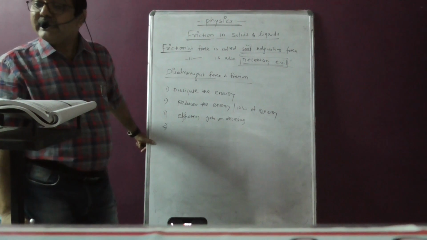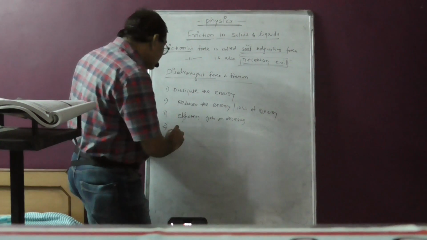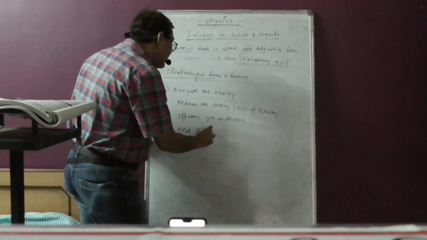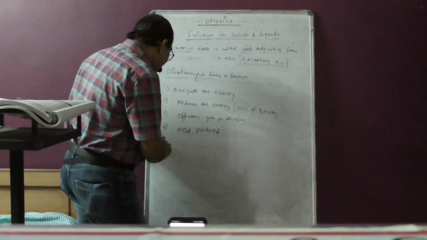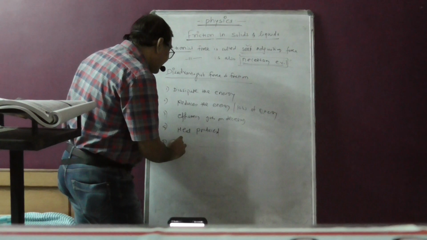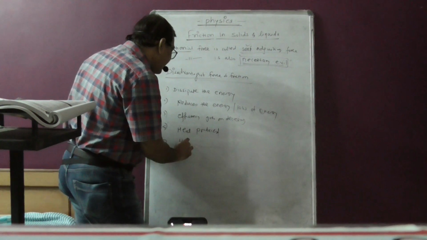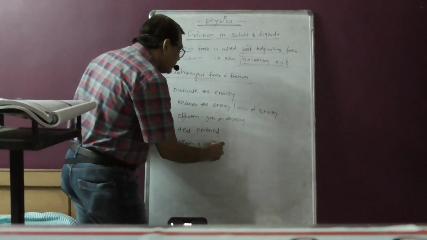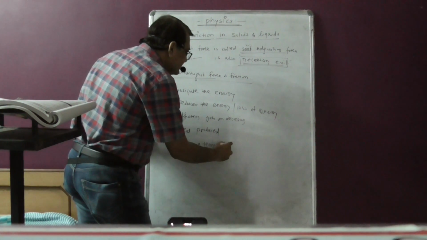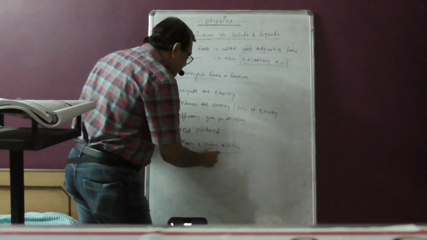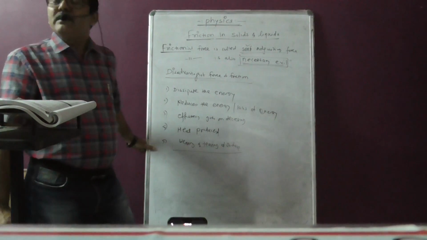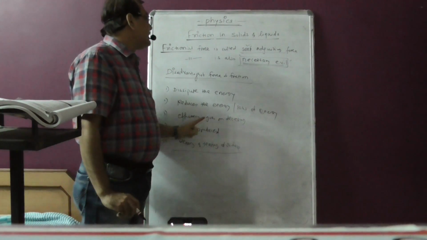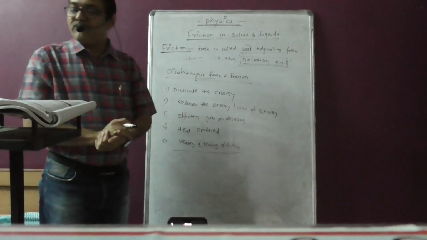The next point, heat is produced. Because of force of friction, heat is going to get produced. Then next point, there will be wearing and tearing of surfaces going on. That is also one of the problems which is going on because of force of friction. So that is also a disadvantage of force of friction.